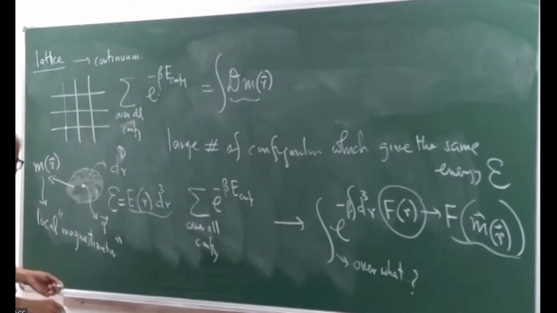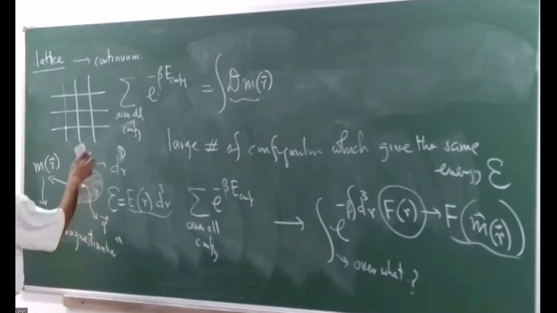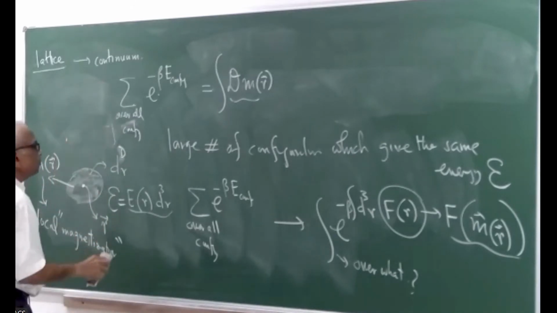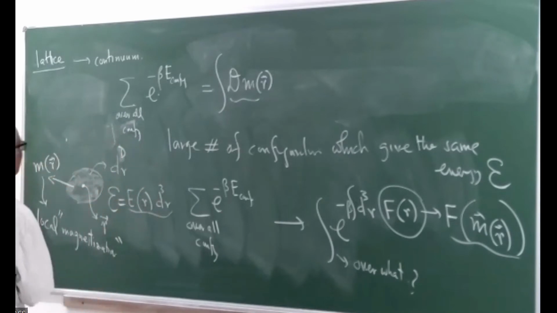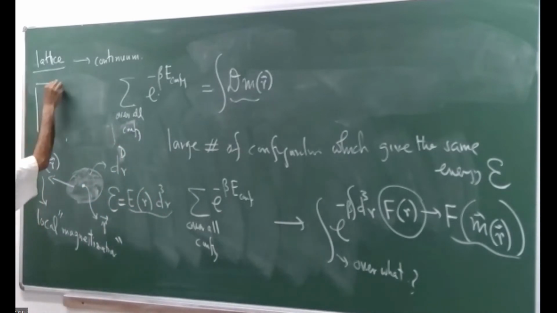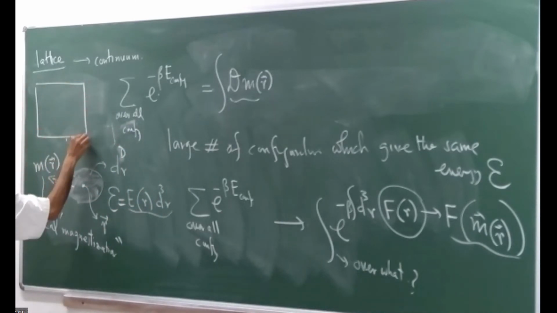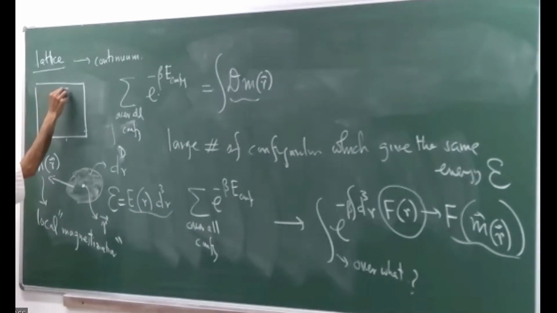So this picture has changed to a continuous one, no lattice, a box which is like this. There are different points within the box. They have a coordinate. A typical point in the box has the coordinate r. Around the coordinate r, there is a magnetization, which again itself can be a vector.